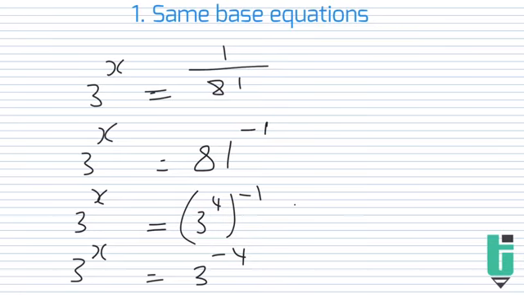And now we have exactly what we want. We have a common base of 3. And now we can set the exponents equal to each other. So we have x and minus 4. So x is going to be equal to minus 4.